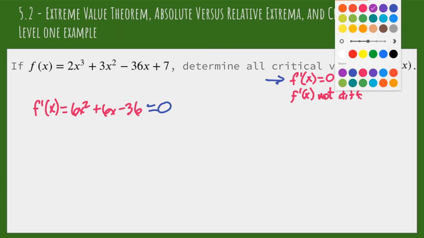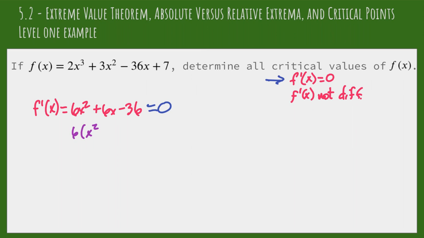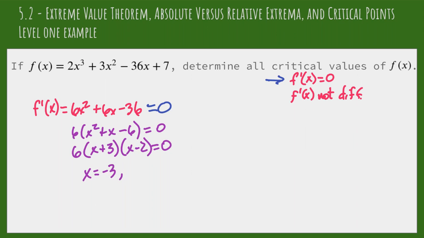To solve this, I am going to factor out a 6. And then I will factor the polynomial that's left. Looks like it's going to be x plus 3, x minus 2. And then solving that, we get x equals negative 3 or x equals positive 2. Now, the last thing we always want to do when we're finding critical values is make sure these are actual values on the function. And we can plug in negative 3 and we can plug in 2 into the function. I don't know what those values are, but I'm not asked to find them here. We just want critical values, so this is good enough.